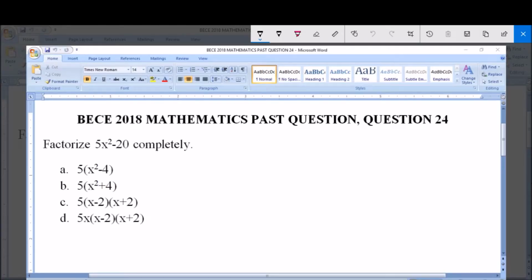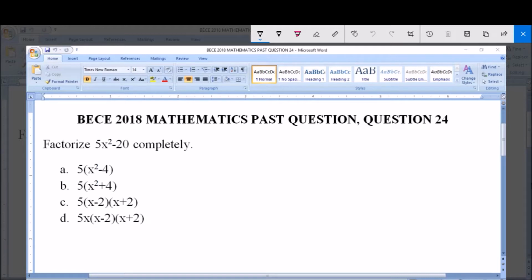Today we're going to be dealing with BECE 2018 Mathematics Past Question, Question 24. Factorize 5x squared minus 20 completely. A. 5 into x squared minus 4. B. 5 into x squared plus 4. C. 5 into x minus 2 also into x plus 2. And D. 5x open bracket x minus 2 close bracket open bracket x plus 2.